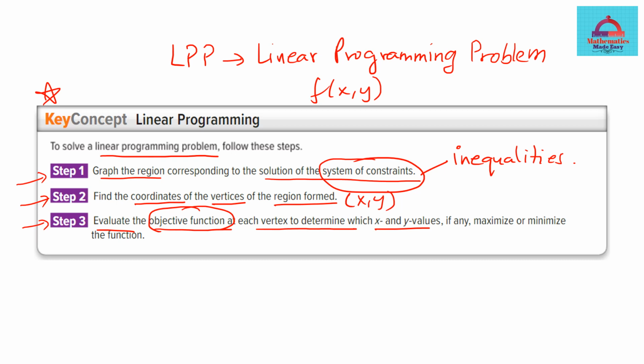Then we compare. If the question is asking for maximum, we give the maximum value. If it is asking for minimum, we give the minimum value. If it is asking for both, we give both the values. Okay, so these are the 3 steps. Let's apply these 3 steps now to solve a question. We'll begin with example 1 now in the next slide.